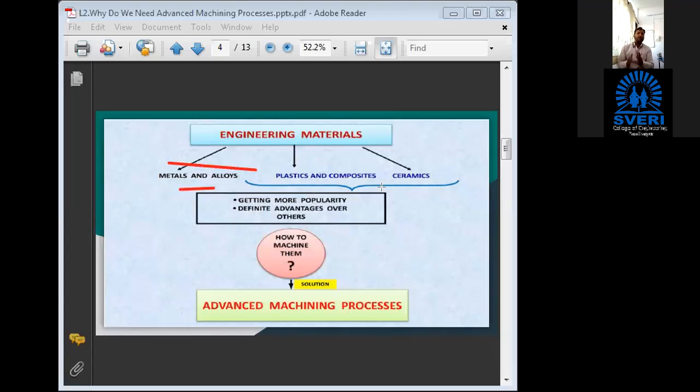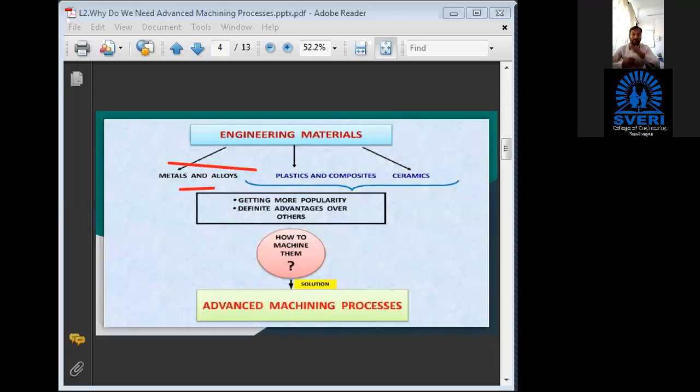Okay, these are the commonly used materials, especially metals and alloys. Okay, especially metals and alloys, having good advantages as compared to the metals and your alloys. So another question arises: how to machine these new materials?